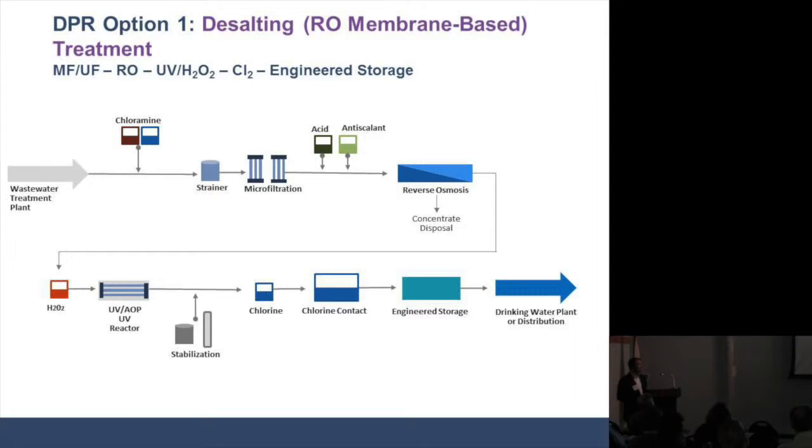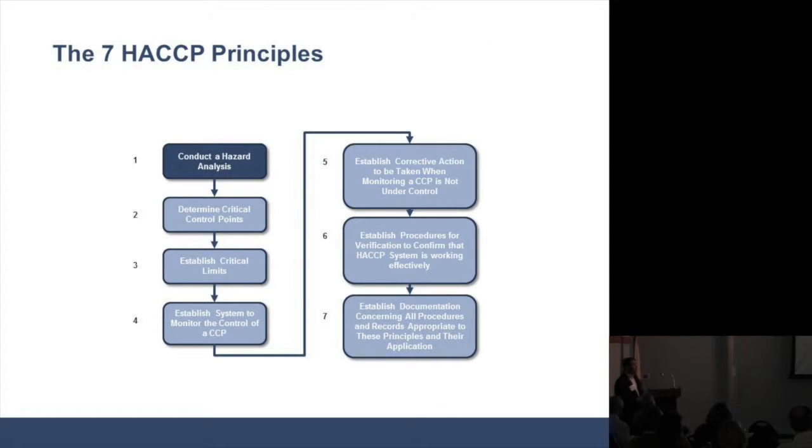Let's take a look at implementing them. So this is one particular type of potable reuse treatment train where we've got microfiltration, reverse osmosis, UV advanced oxidation, and chlorine contact. And I'll talk a little bit about these as to how we get through identifying those critical control points. But before you go there, you've actually got to ask yourself, what are the risks you're trying to control? If you have no idea, you're just going to start throwing stuff at it and you suddenly get a very expensive system where you're trying to manage all these unknowns.